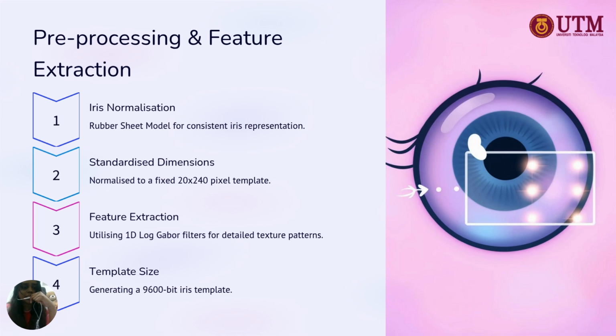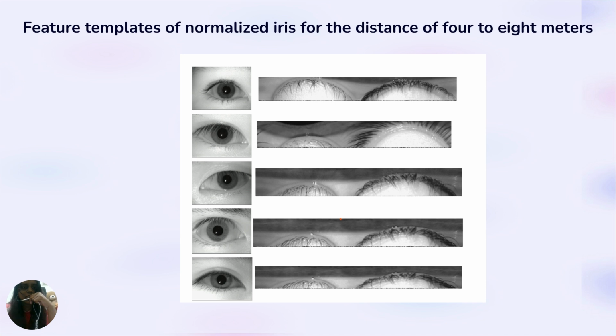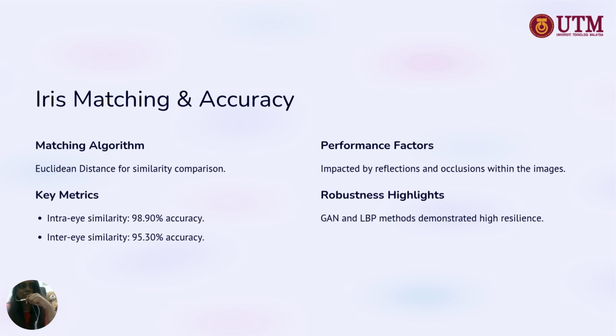For template size, we generate a 9600-bit iris template. This is the output for CHT, and these are the templates normalized for a distance of 8 meters. For iris matching, I use Euclidean distance in the matching algorithm for similarity comparison.